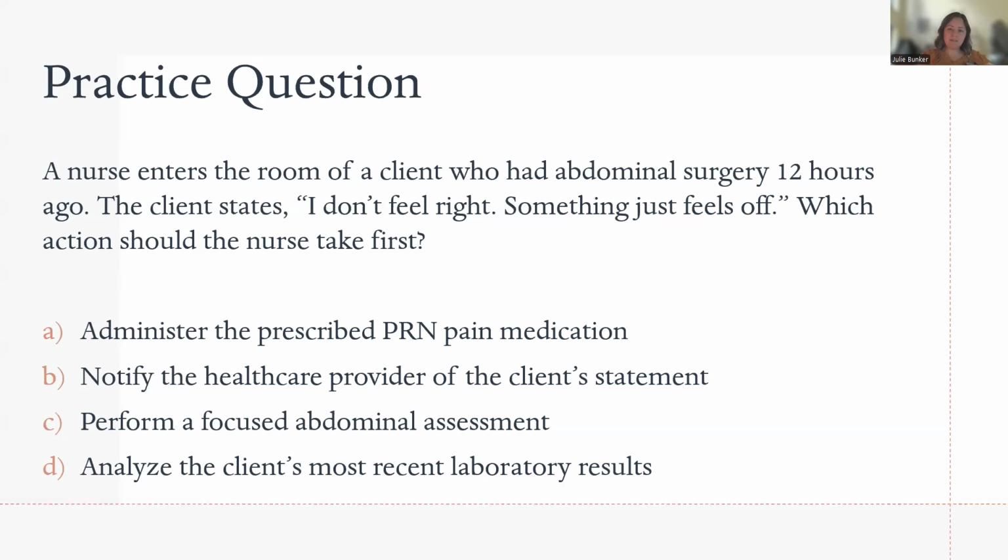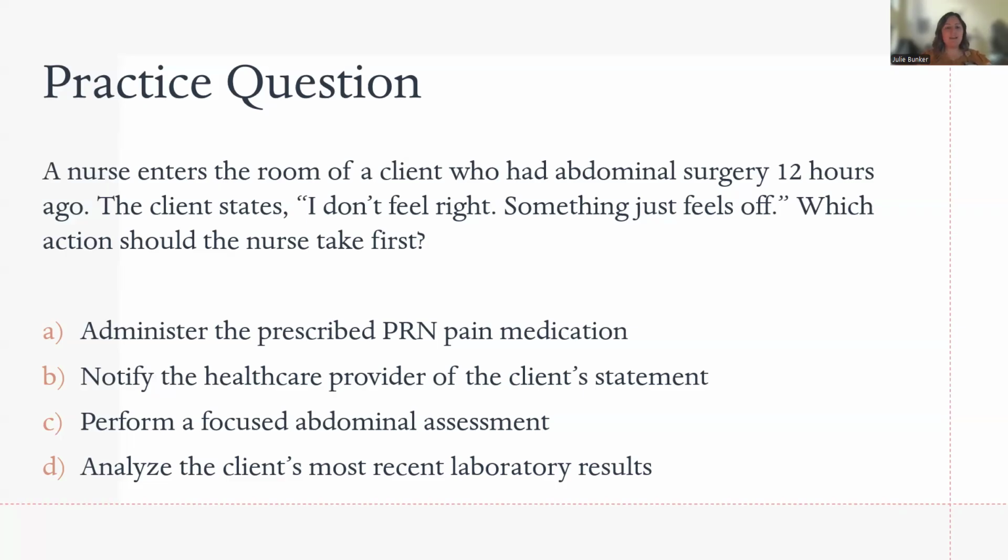Again, answer for yourself. I'll say the answer in 3, 2, 1. Your answer is C. Again, we just talked through this. Do we know that something bad is happening, right? They just had surgery. Could be the start of a paralytic ileus.